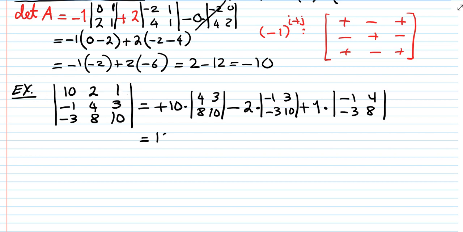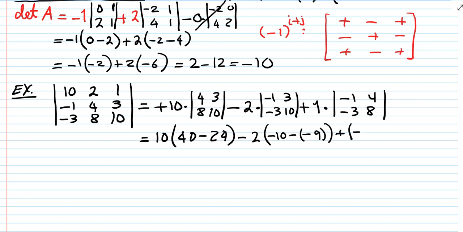And this becomes 10 times 4 by 10 is 40 minus 24. Once you get down to the 2 by 2 level, then the determinant is easy. Remember, you multiply the diagonals minus the off diagonals. Plus, next one, multiply diagonal minus the off diagonals. That will be 10. 40 minus 24, that's 16.